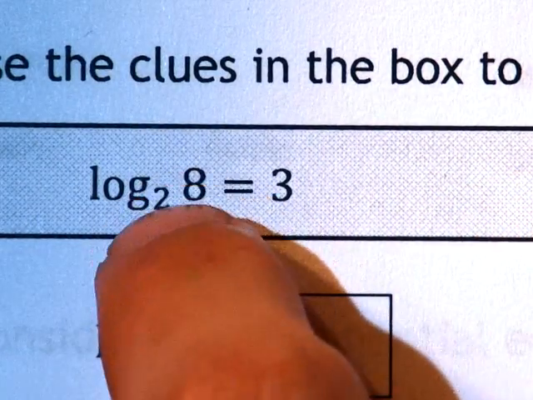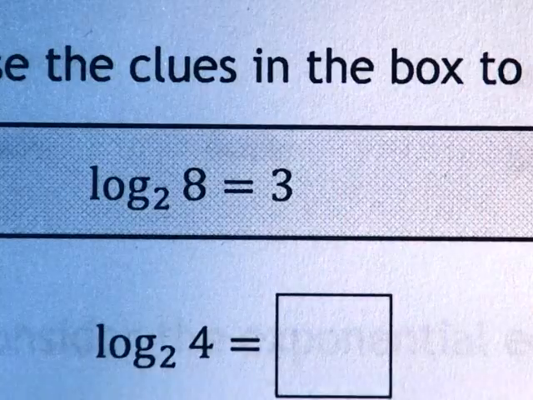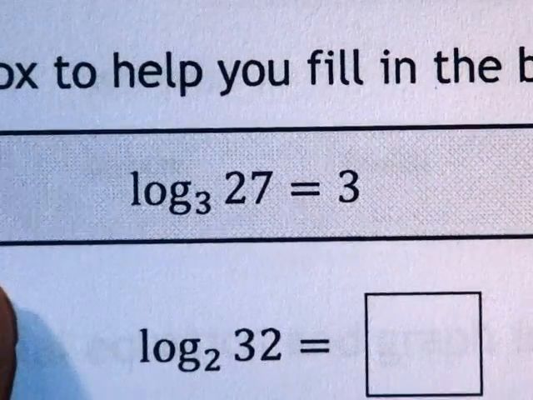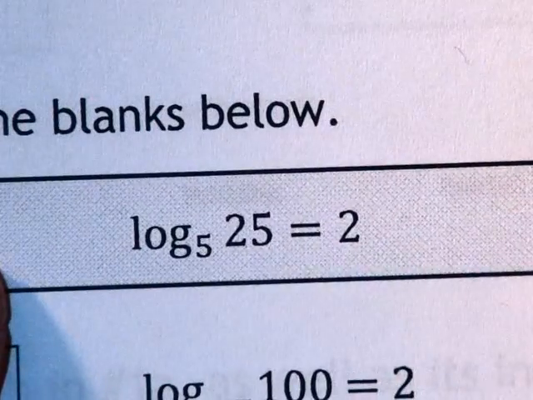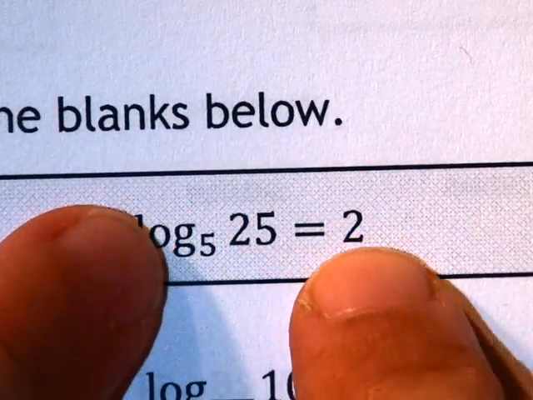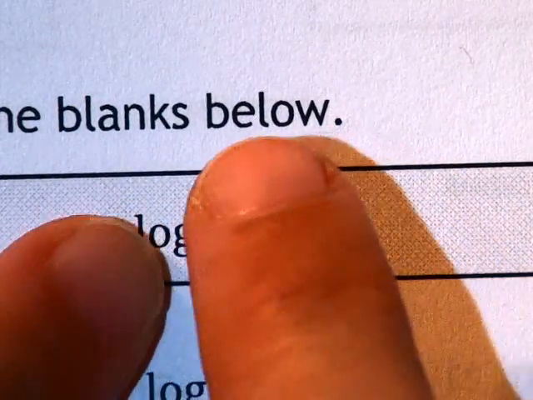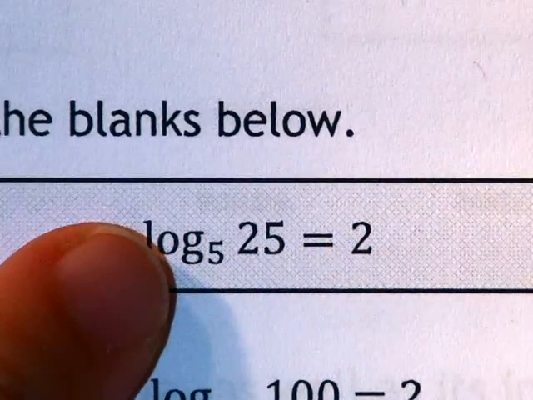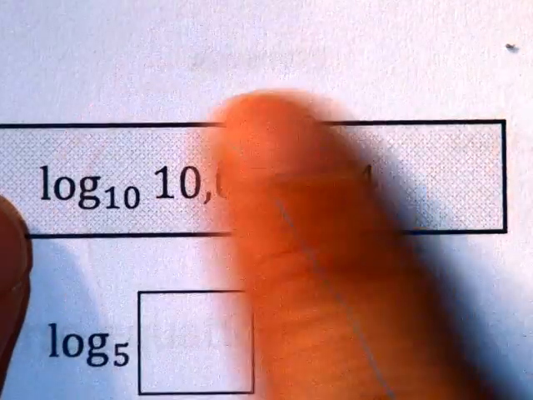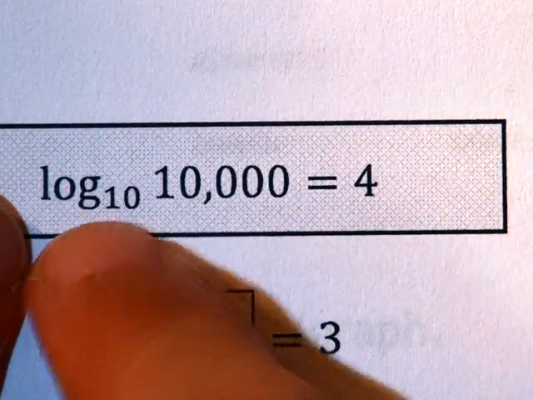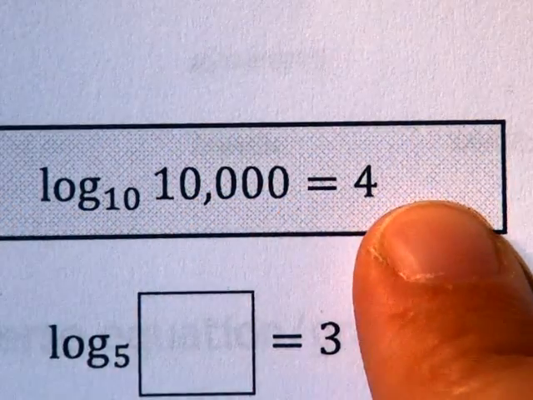It might not look like a 2 and an 8 have anything to do with a 3. Or in the next one, that a 3 and a 3 have anything to do with a 27. Or that 5 and 25 have anything to do with a 2. But I guarantee there's an important relationship with all of these that ties these numbers together. There is a way to make a 10 and a 10,000 go with a 4.